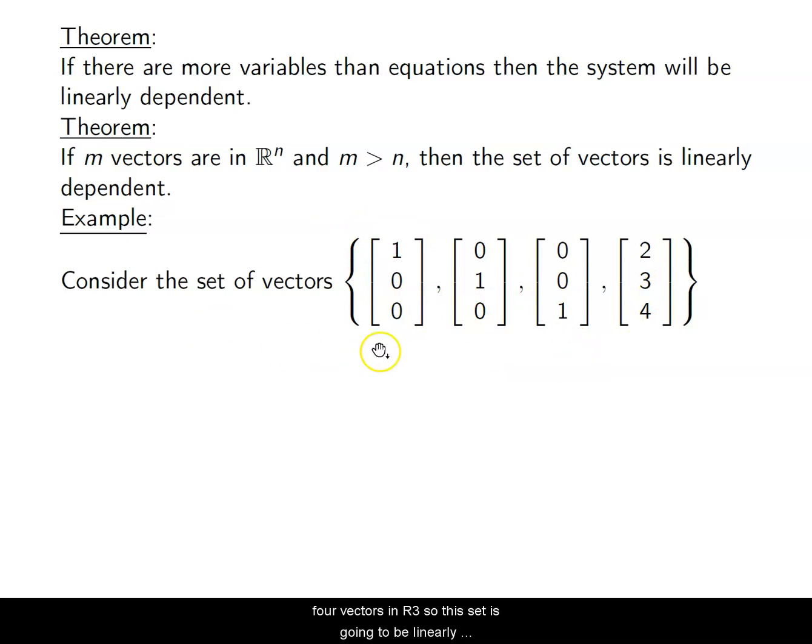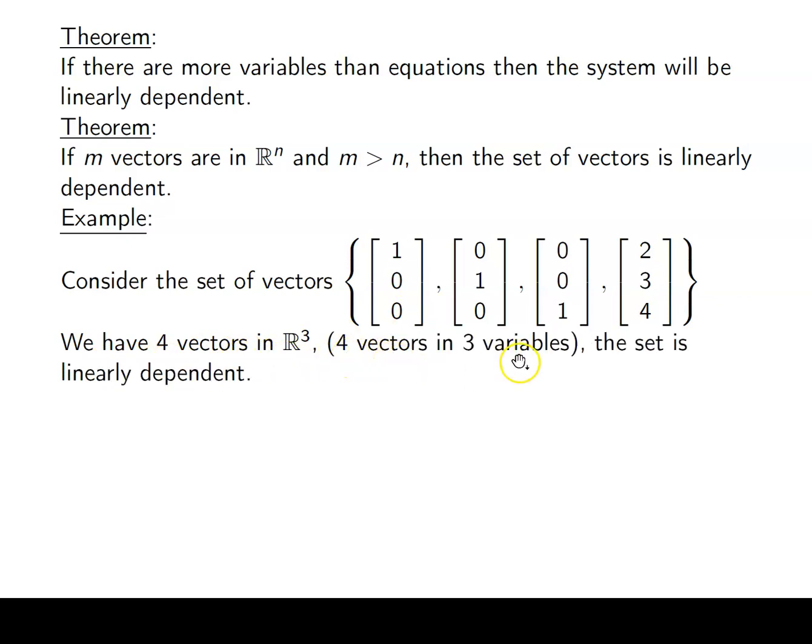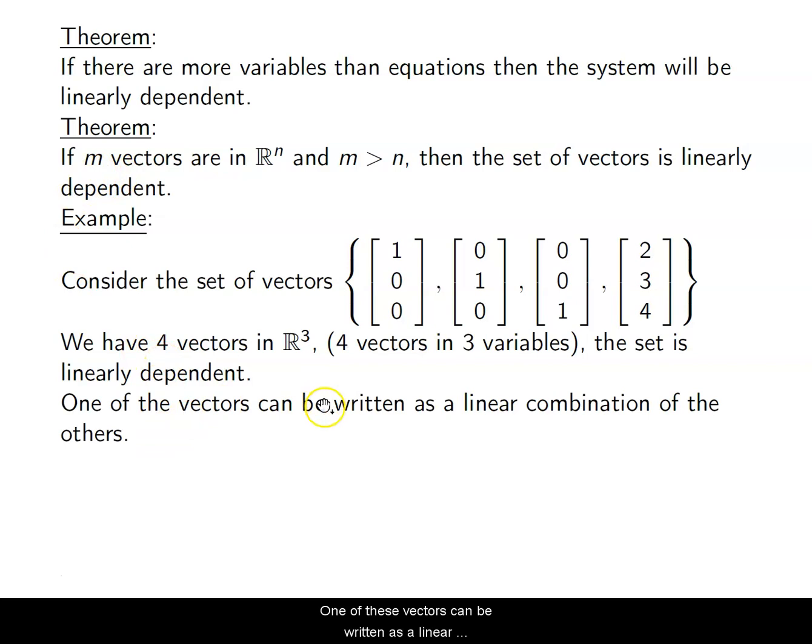So this set is going to be linearly dependent. I have more vectors than I do components inside of the vectors. I have 4 vectors in R3. 4 vectors and 3 variables. So the set is linearly dependent due to the previous theorem. Okay. One of these vectors can be written as a linear combination of the others.